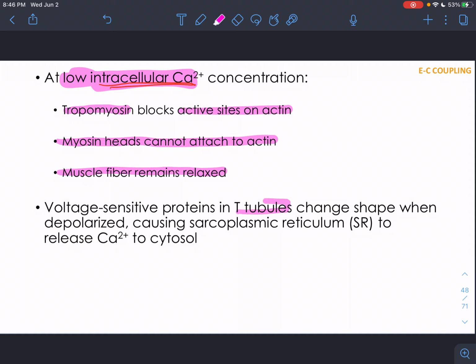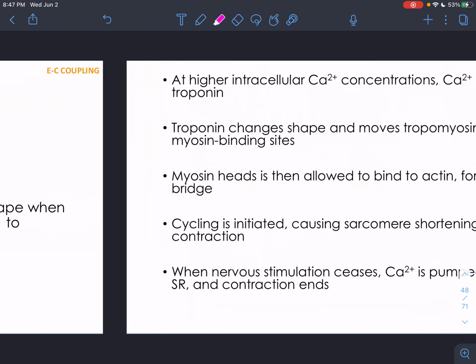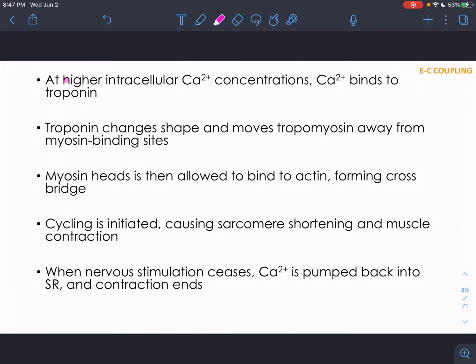When T tubules become depolarized, these voltage-sensitive proteins cause the release of calcium from the sarcoplasmic reticulum. So this calcium enters the cytosol inside of the muscle. When we have high intracellular calcium concentrations, calcium binds to troponin.